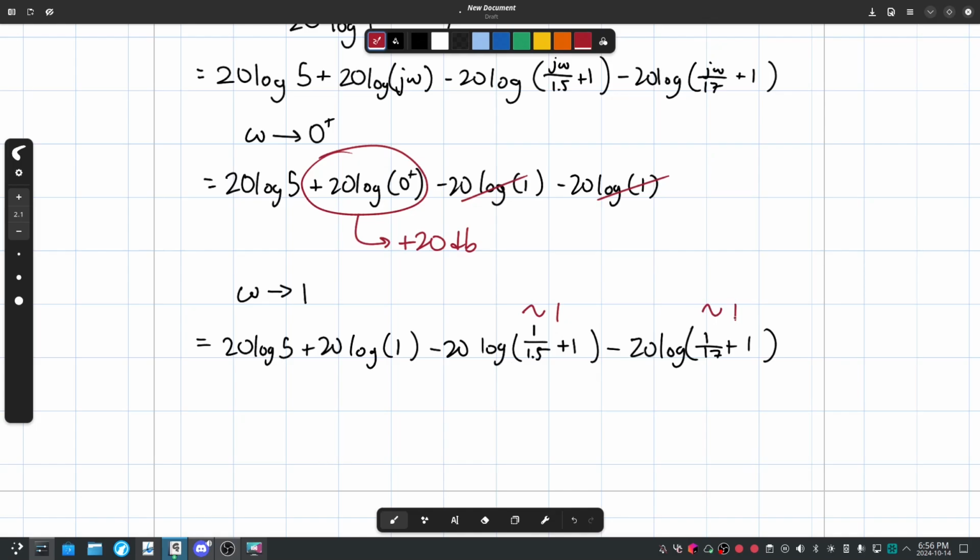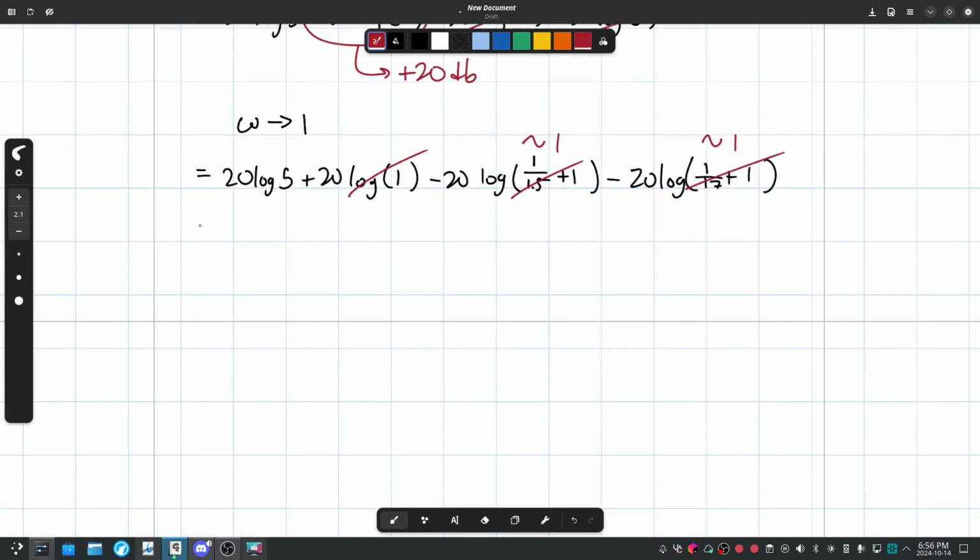And this one here is also roughly 1. What is log of 1? That's 0. So all of these terms go to 0. So at 1, we are going to have 20 log of 5. If you put that in your calculator, that's 14. So this is sort of like an IVP. Our IVP is that at ω equal to 1, it's going to have 14 decibels.